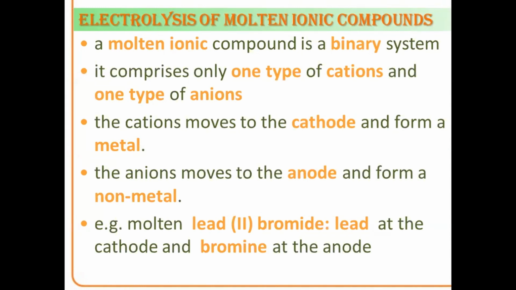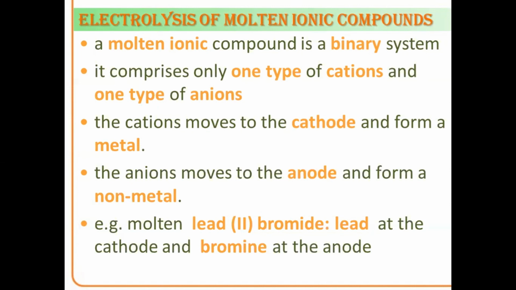Now, when you are given a simple scenario of a molten ionic compound, the first part is always a metal in the name, and that substance is going to be formed at the cathode. So you just copy it. As in this case, we have lead bromide. You just copy the lead part. This is the metal that is formed at the cathode.